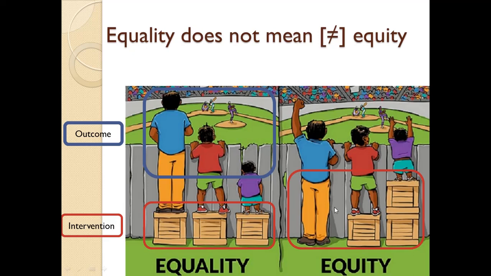So this is the whole picture, that the outcome indeed would be equity, that everyone can be able to watch the game as they wish to, compared to equality, where all are given support but others would not be able to achieve the goal. So this is the whole idea about equity versus equality.